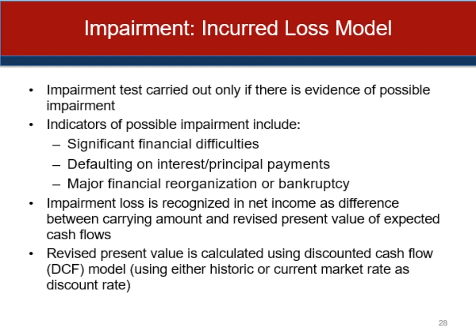So we would test on an annual basis whether there's evidence of possible impairment, and indicators of possible impairment would include things like the company having significant financial difficulties, defaulting on their payment promises, a major financial reorganization, or a statement of bankruptcy received from the bankruptcy lawyer. So we would record the impairment loss in net income as the difference between the carrying value and the revised present value of the expected cash flows, and the revised present value would be calculated using time value of money principles, discounted cash flow using either the historic or current market rate as the discount rate.